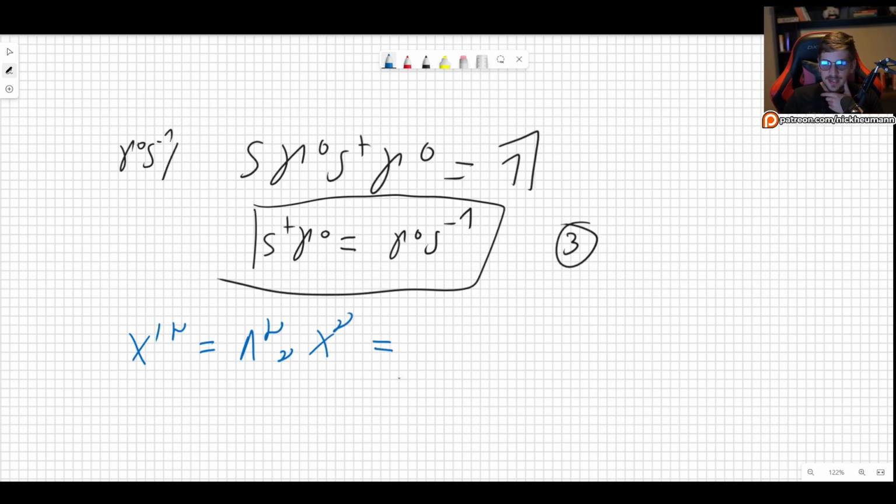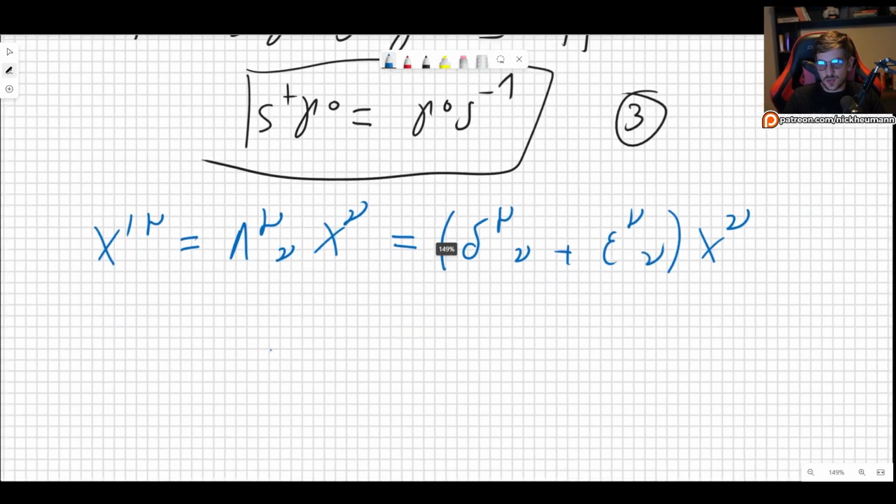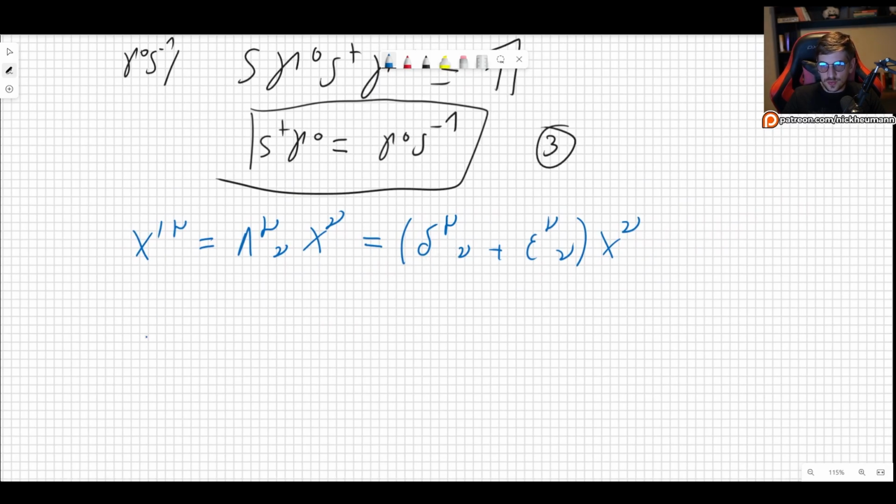But now let's write our Lorentz transformation in terms of just an infinitesimal Lorentz transformation. So that means delta mu nu plus epsilon mu nu. Now, if you don't know where this came from, I do recommend that you go back and watch my lecture on the Lorentz transformations. But just as a quick reminder, here delta mu nu is basically the identity matrix, or it looks like the identity matrix, but this is just one of its elements. It is 1 if mu and nu are equal, it is 0 otherwise, but it's not the identity matrix because it's not a matrix, it's just going to be a number, right?